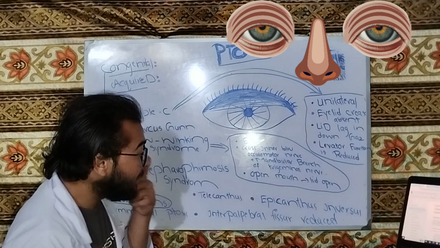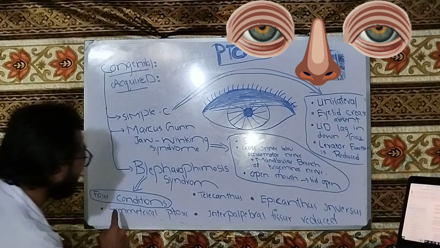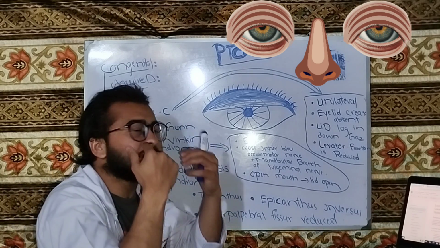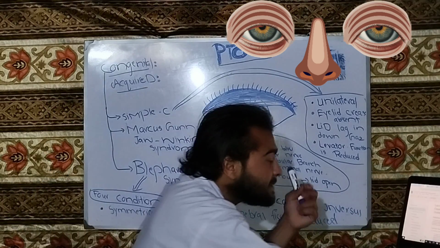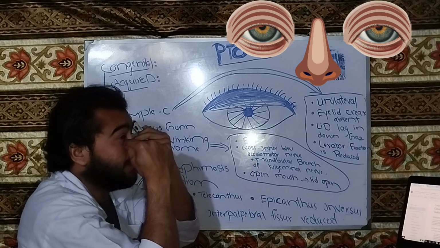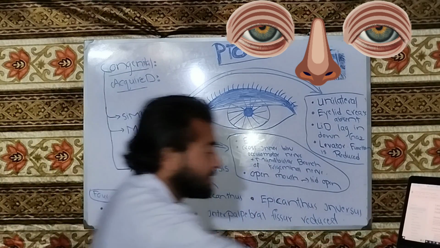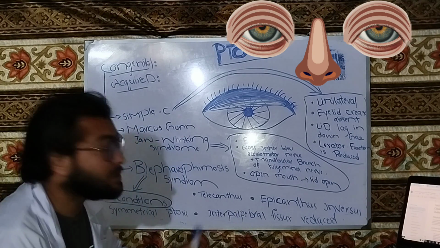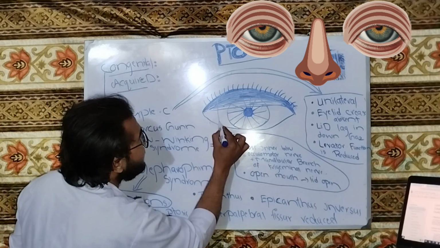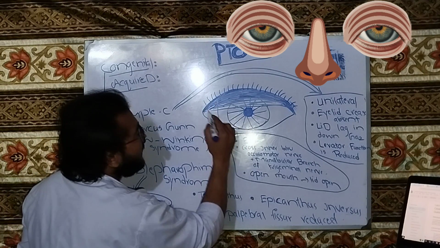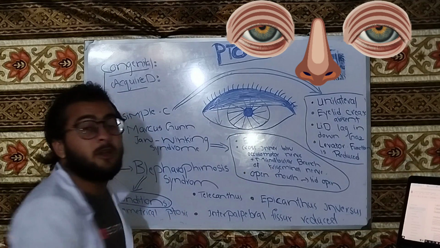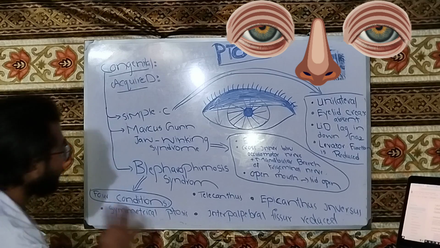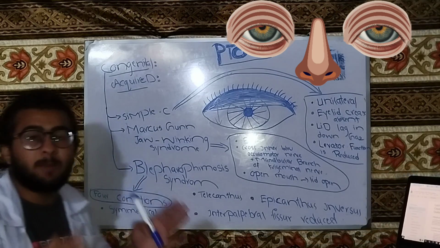This is called telecanthus. The third condition in this patient will be epicanthus inversus, where the skin of the lower inner eye will be folded. And the fourth situation is that the interpalpebral fissure will be reduced. This is the interpalpebral fissure between the two eyelids. This is the vertical interpalpebral fissure. So this will be reduced in these types of patients. This is the fourth situation happening in blepharophimosis.